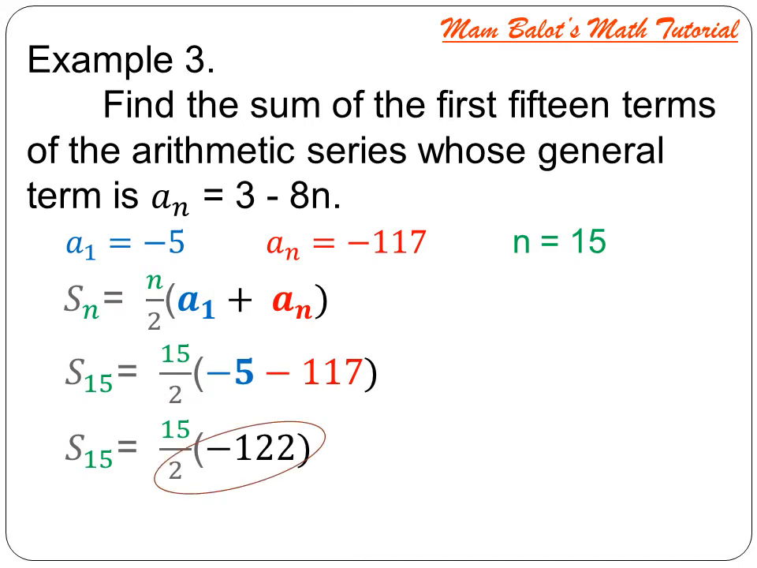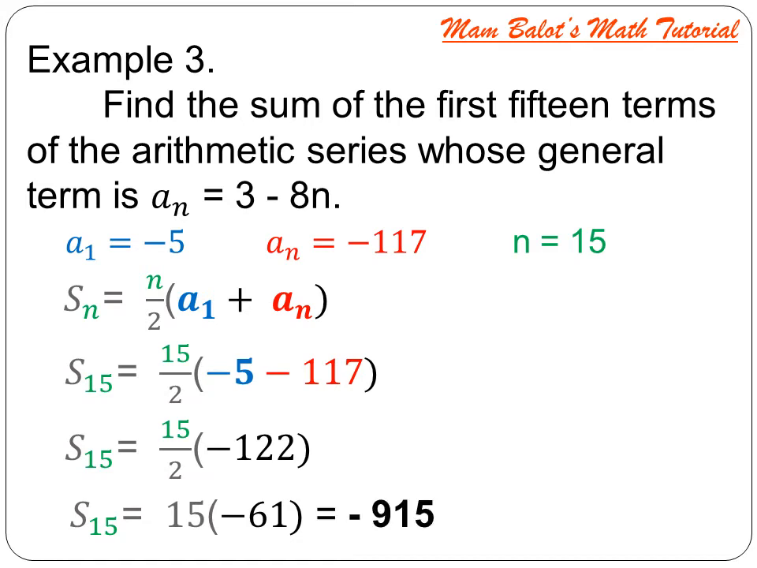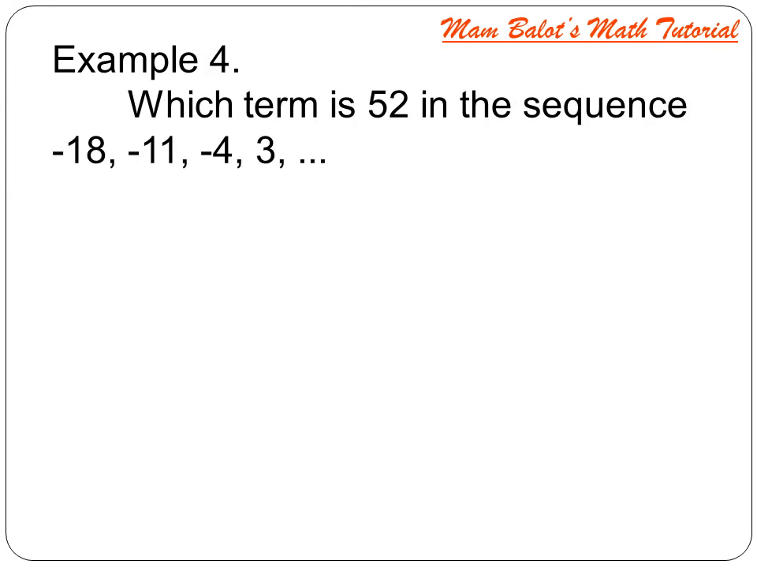So the sum of the first and last terms is negative 122, which gives negative 61 after halving. Then multiply by 15, we have now negative 915. So the sum of the 15 terms of that arithmetic series is negative 915.